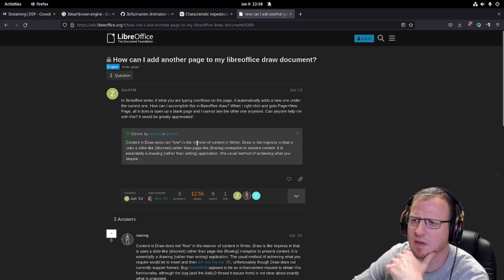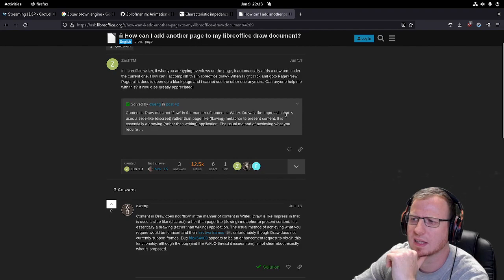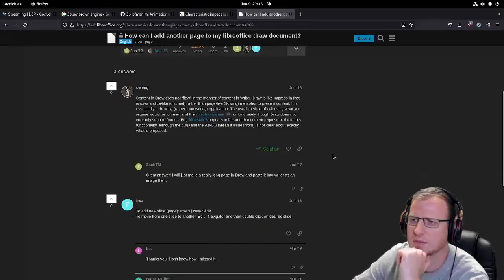Intro does not flow in the manner of content in right. The draw is like impressing that is used as side like discrete rather than page like flowing. To present content, it is a general drawing rather than writing application. The usual method of achieving intro does not flow. Yeah, great answer. Blah blah blah.